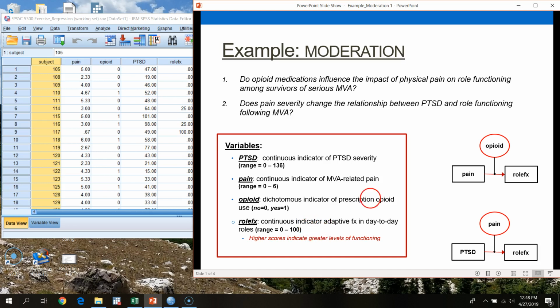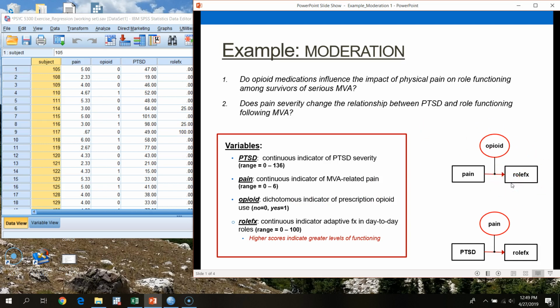Predictors in this model are going to be our continuous indicator of PTSD symptom severity, our continuous indicator of MVA-related pain, and then a dichotomous indicator of whether or not a participant is actively using opiate medications for pain relief. In addition to our first order effects of pain, PTSD, and opiate use, we're also interested in moderated effects, specifically wanting to know whether or not use of opiate medications influences the impact of physical pain on role functioning.